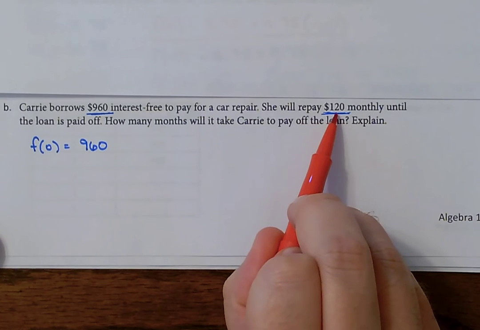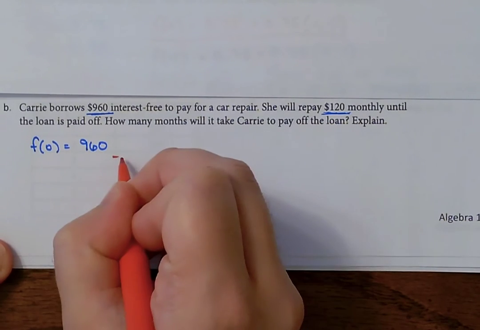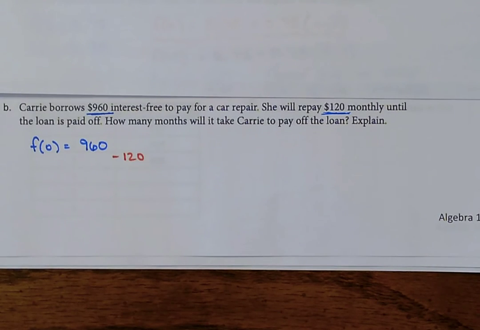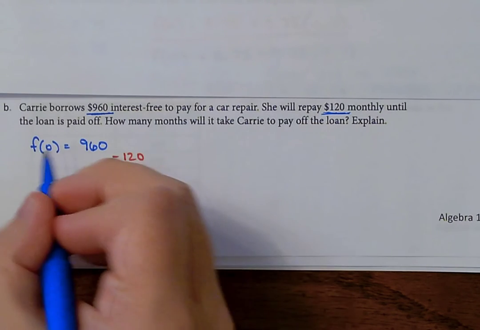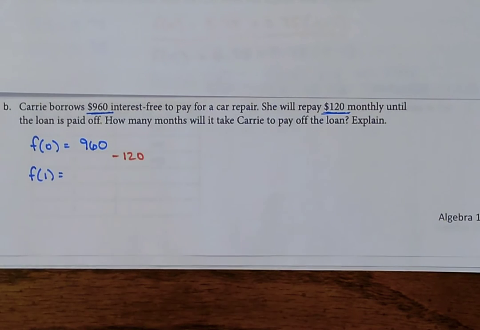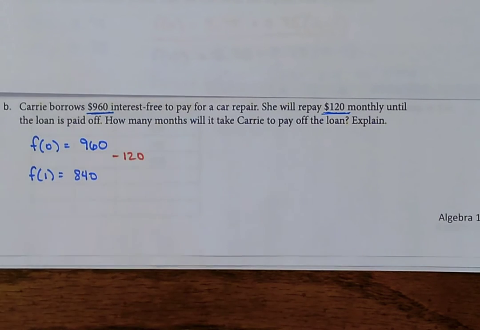If she makes her first monthly payment, which is 120, we're going to subtract 120 because she borrowed, so she owes 960, she pays back 120, so we have to take away my first month remaining balance. If I do 960 minus 120 is 840. So my first term in the sequence is actually 840.